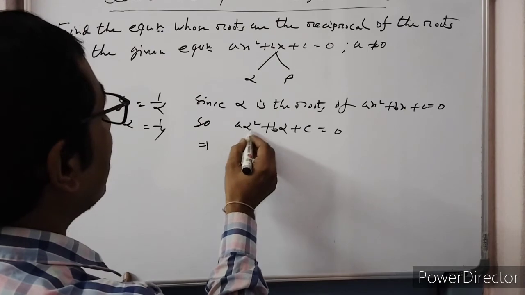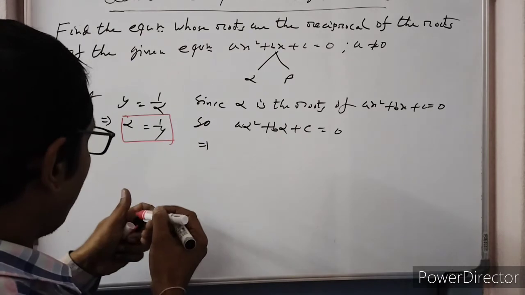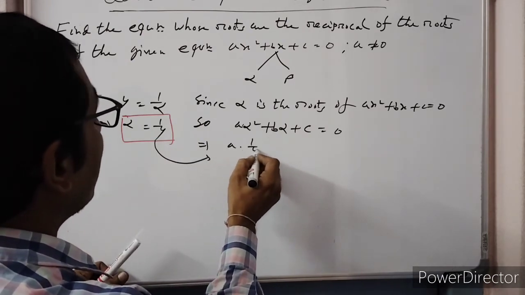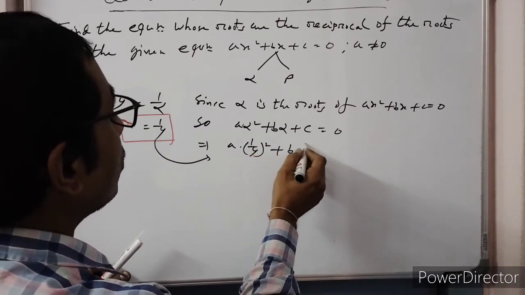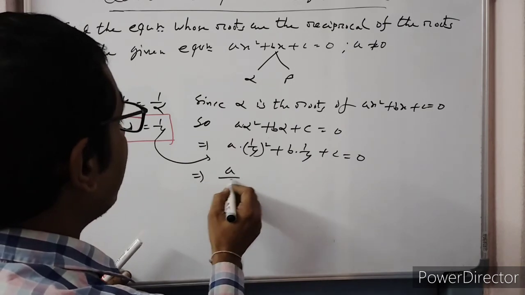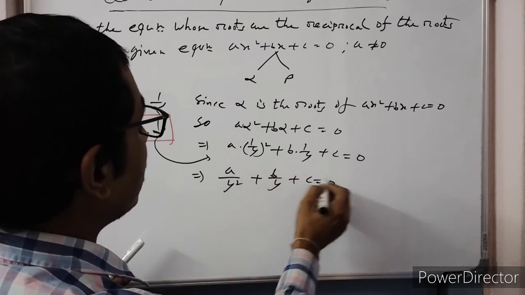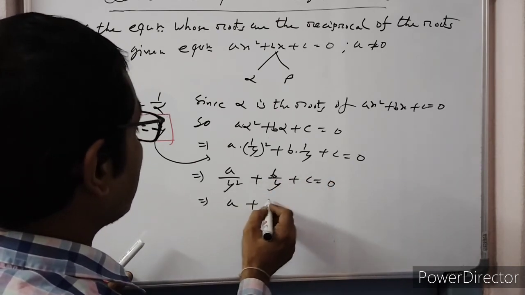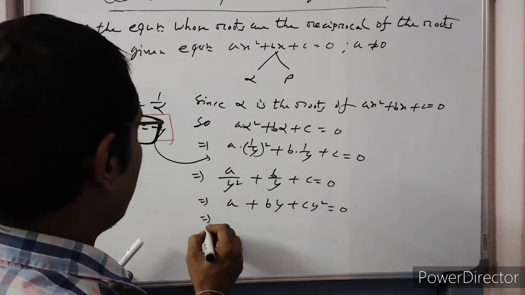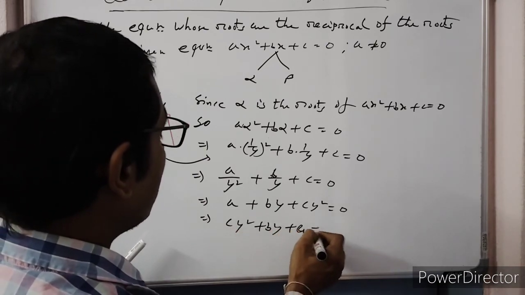Now put the value of alpha, which is 1 by y. Put here a into (1 by y) whole square plus b into 1 by y plus c equal to 0, which implies a divided by y square plus b by y plus c equal to 0, which implies a plus by plus cy square equal to 0, which implies cy square plus by plus a equal to 0.